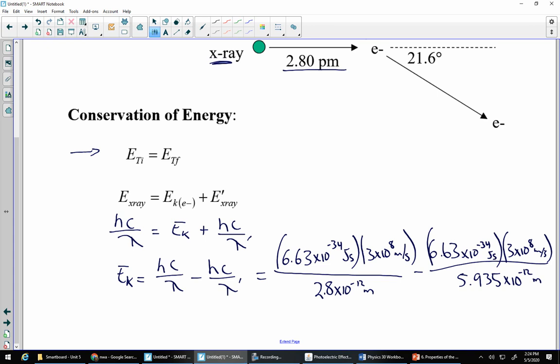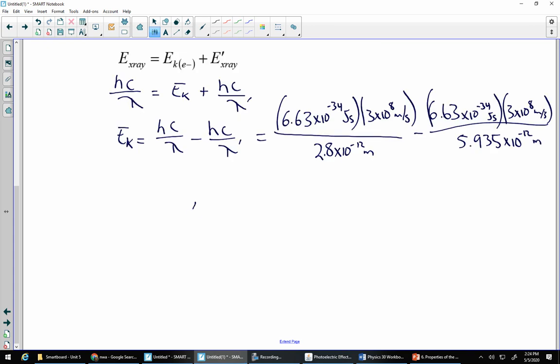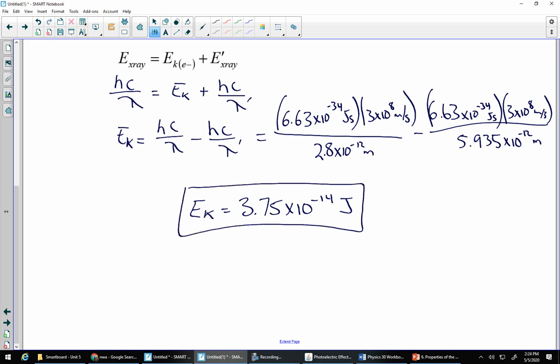Cool. So plug that one into your calculator. Give you a second to have a look at that there. Plug it into the old calculator, and we should end up with 3.75, sorry, times 10 to the negative 14 joules. Cool. Very good. That's the final answer for this part B.